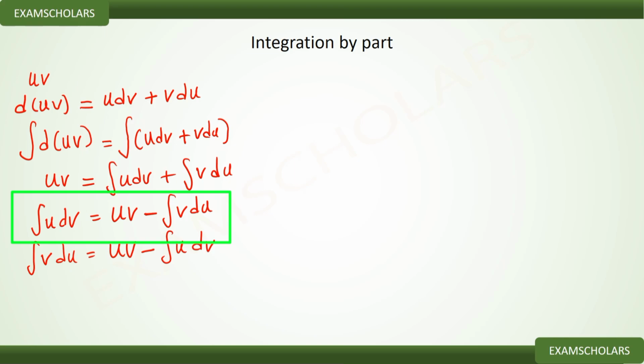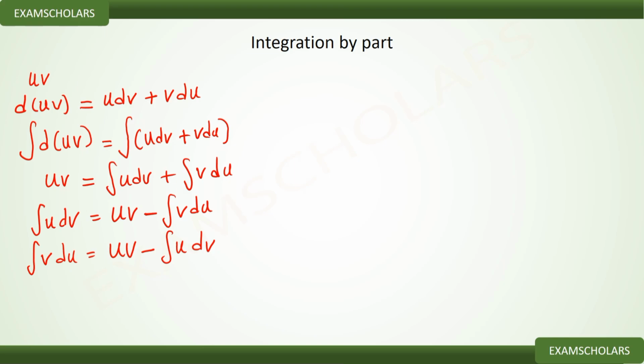Since you have gotten dv, you can now integrate to get your v. To get your du, you need to differentiate, and you apply this formula. You can also make the second one u, while the first one is dv. It depends on the nature of the question. You need to be smart as a student, because if you choose the wrong approach, you will keep on getting recurring integration by parts.